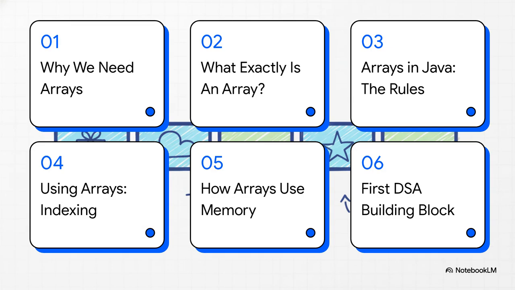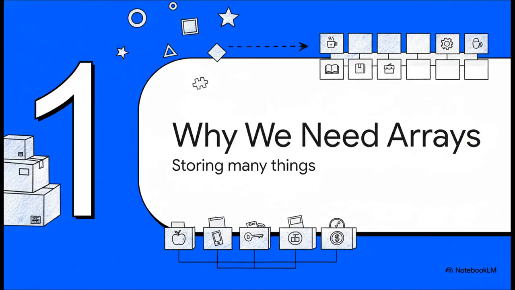All right, so here's what we're going to cover. First, why do we even need arrays? What problem are they solving? Then we'll dive into what an array actually is and the rules you've got to follow in Java. After that, we'll get practical with indexing and length, and peek under the hood at how memory works with arrays. And finally, we'll see why this is your first big building block for everything else in DSA. Let's get into it.